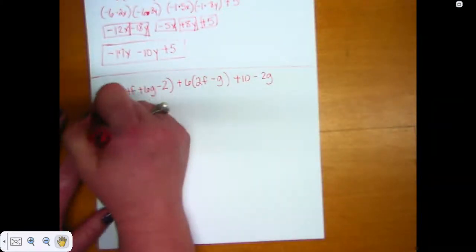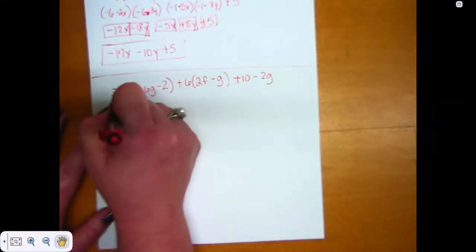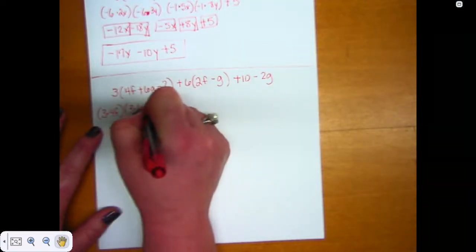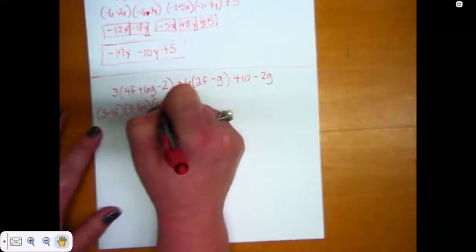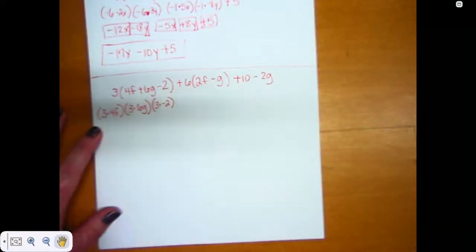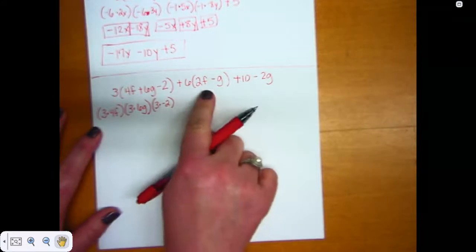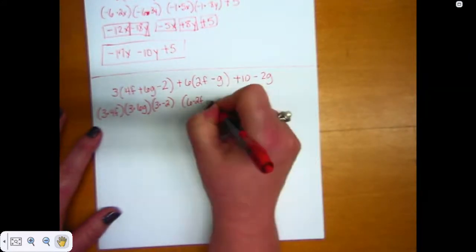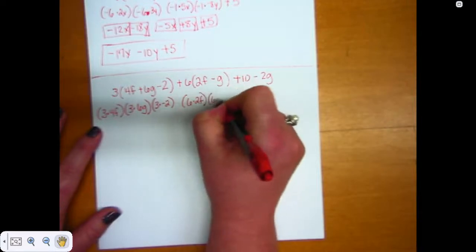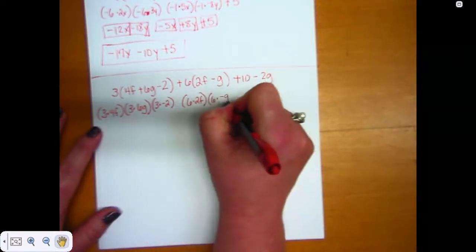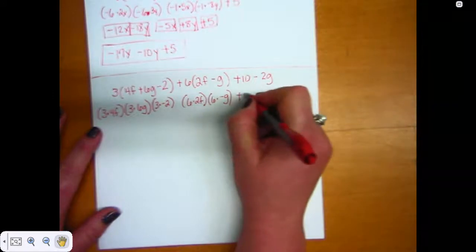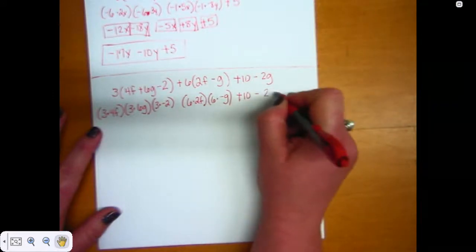So this would be 3 times 4f, 3 times 6g, and 3 times negative 2. And then we would move over here, 6 times 2f, and 6 times negative g. And we know that that negative g is actually a negative 1g. And then we would bring down the rest, plus 10 minus 2g.